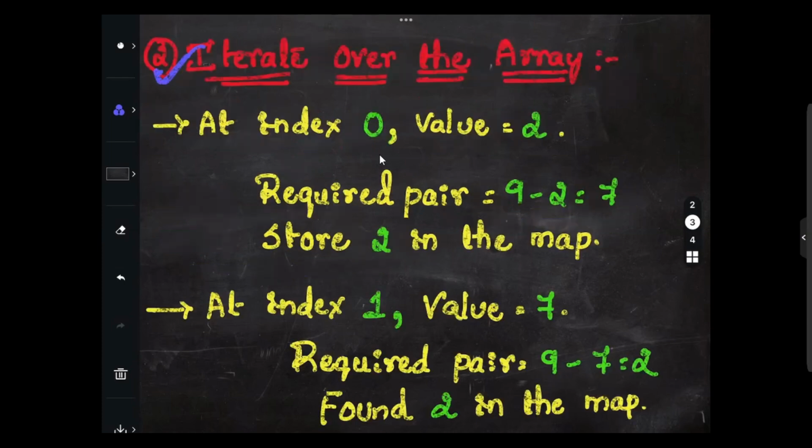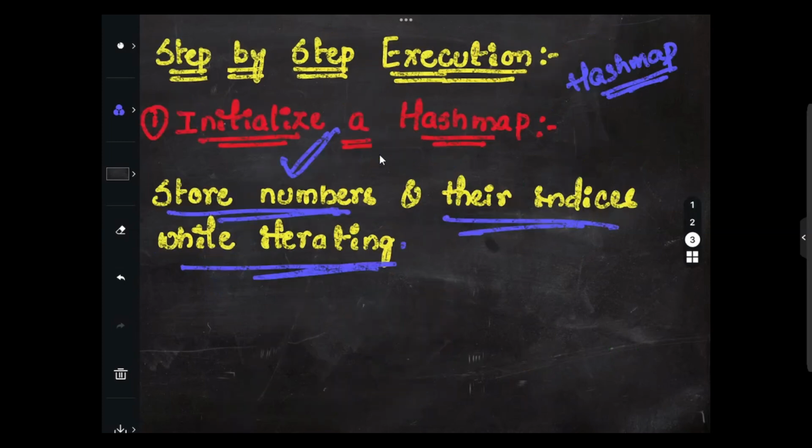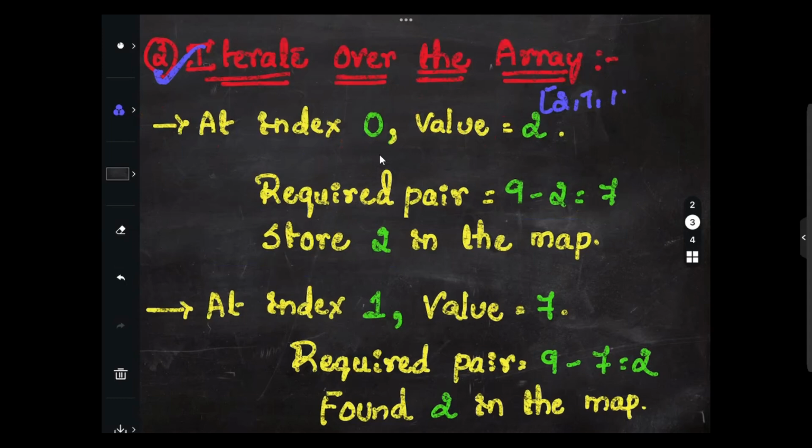Iterate over the array. We have to iterate over the array elements, right? For the example, this consists of the numbers 2, 7, 11, 15. The target we have been given is 9, right? At index 0, the number present is 2. So the value is 2. At index 0, the value is 2.